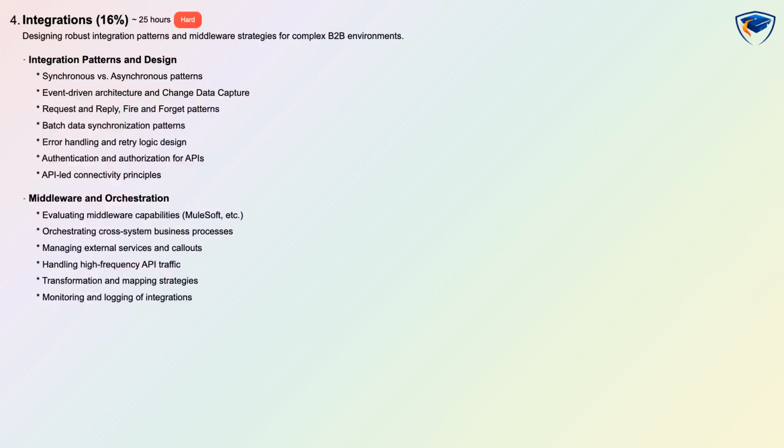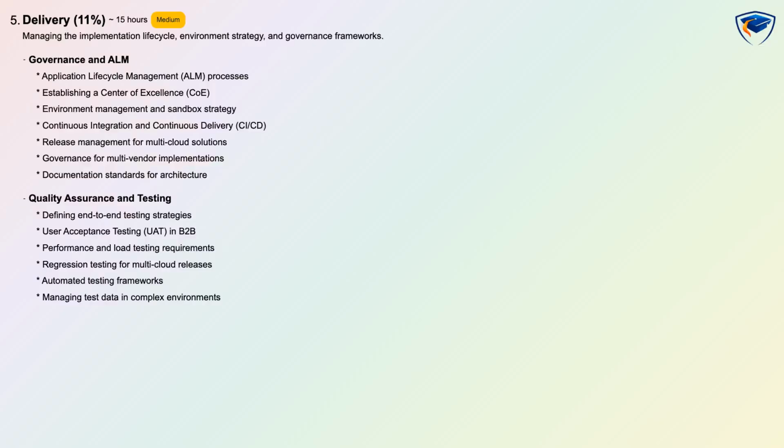Delivery represents 11% and focuses on managing the implementation life cycle, environment strategy, and governance. This medium domain takes about 15 hours to learn and is scenario-based on the exam. Master application life cycle management, establishing a center of excellence, sandbox and environment strategies, CI/CD pipelines for multi-cloud releases, release and vendor governance, and testing approaches including end-to-end testing, UAT, performance and regression testing, and automated frameworks.